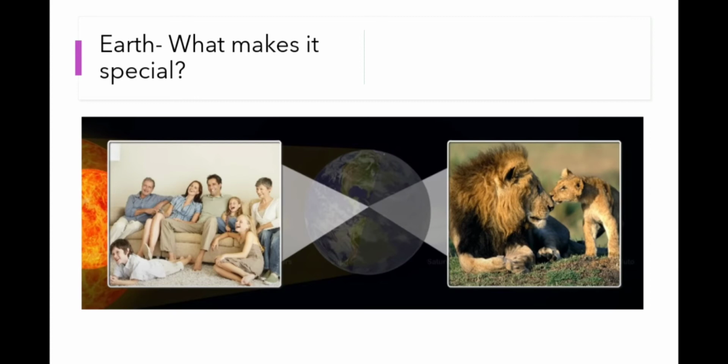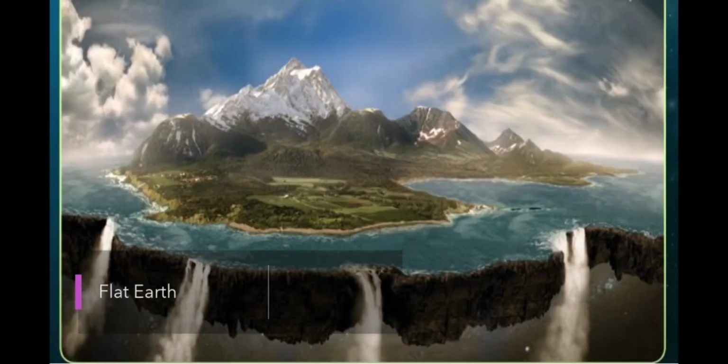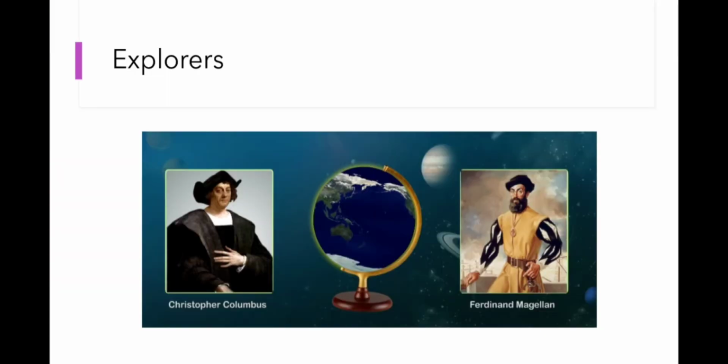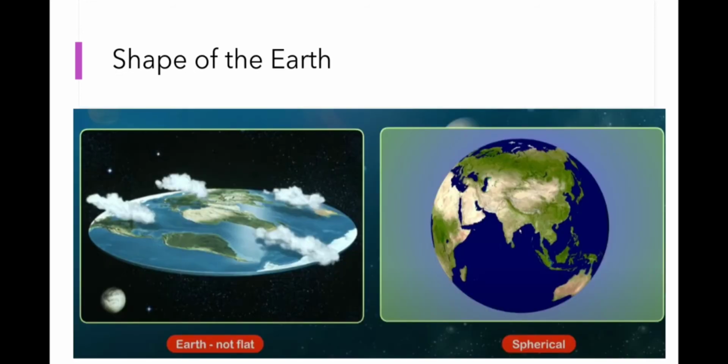Now, in the ancient times, it was believed that the Earth was flat. It was only in the 15th century that Christopher Columbus and Ferdinand Magellan undertook many voyages to prove that the Earth was round. Now we know that Earth is not flat, it is spherical.